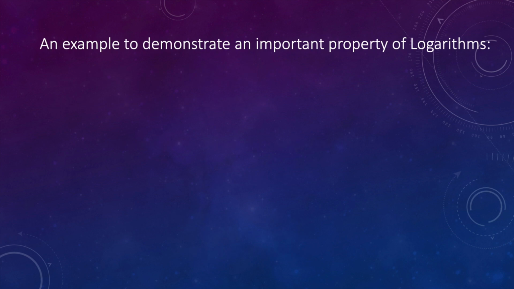So I want to show you an example to demonstrate a very important property of logarithms. We'll take this statement, 3 squared equals 9. We know that that's true already. And I want to show you that we can take the logarithm of both sides. So now we have log 3 squared equals log 9.